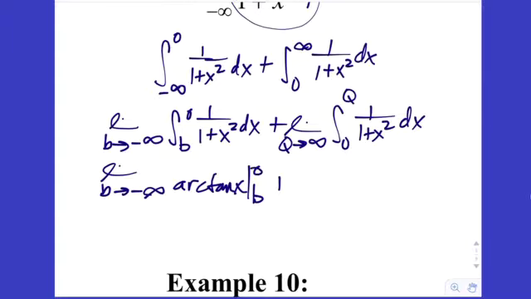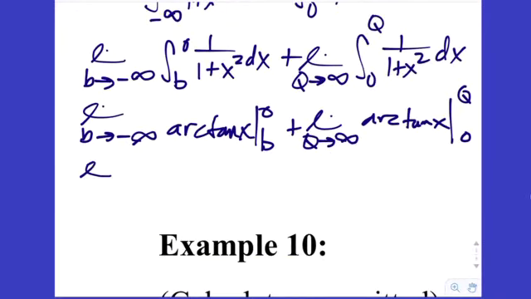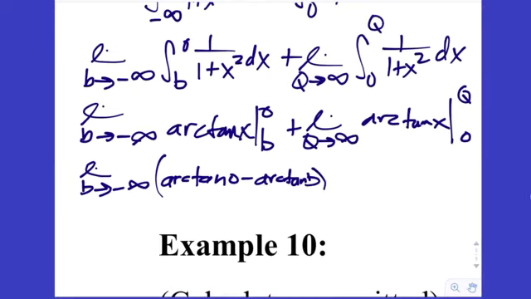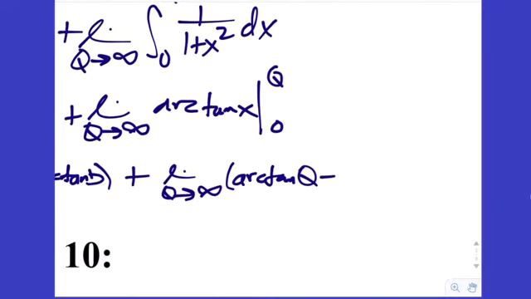b to 0 plus the limit as q goes to positive infinity of the same thing, arctangent of x, but now from 0 to q. And we have 2 to evaluate, but we're not ready for the limit yet. So again, we have to bring that along arduously. Arctangent of 0 minus arctangent of b plus limit as q goes to infinity of arctangent of q minus arctangent of 0.